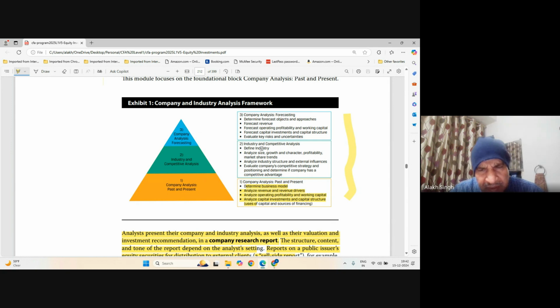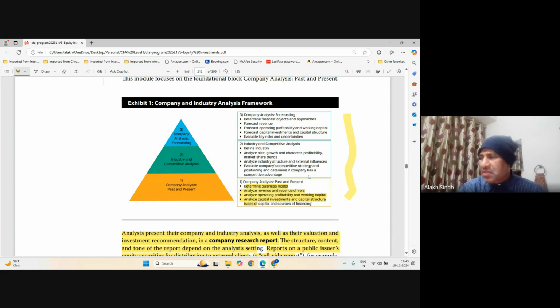Industry: define industry, which industry it is. It is easy to define. And size, growth, and character, profitability, market share trends. So within industry, what is the positioning of this company? It means analyze the size. Analyze industry structure, meaning whether it is monopoly, monopolistic, perfect competition, and external influences, meaning government policies, how they are affecting the entire industry.